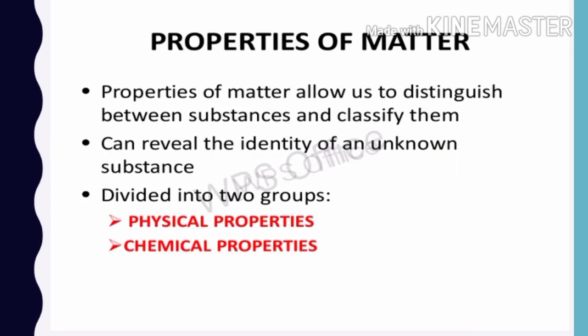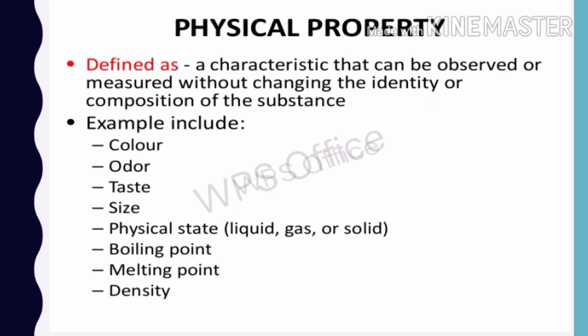Properties of matter allow us to distinguish between substances and classify them, and can reveal the identity of an unknown substance. They are divided into two groups: physical properties and chemical properties. A physical property is defined as a characteristic that can be observed or measured without changing the identity or composition of the substance. For example, the color, the odor, the taste, the size, the physical state (liquid, gas, or solid), boiling point, melting point, and the density.